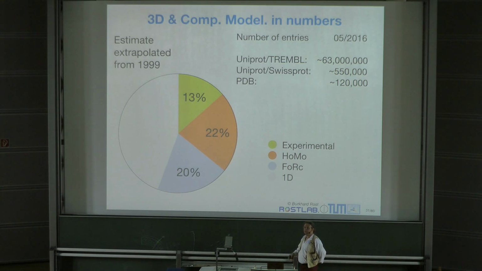And this is the fraction for which we can apply this simple idea and predict the 3D structure. So essentially we can leverage the 120,000 structures that exist. We can use them as a template for over half of the 63 million, right? For say almost 40 million.